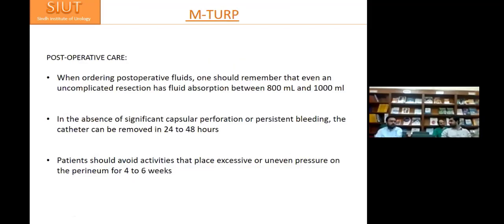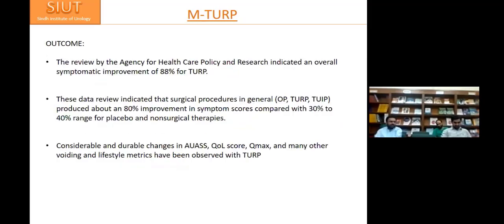Monopolar TURP post-operative care. When ordering post-op fluid, one should remember that even an uncomplicated resection has fluid absorption between 800 ml and 1000 ml. In the absence of significant capsular perforation or persistent bleeding, the catheter can be removed in 24 to 48 hours. Patients should avoid activities that place excessive or uneven pressure on the perineum for 4 to 6 weeks. And post-procedure, one should examine the abdomen for any distension.